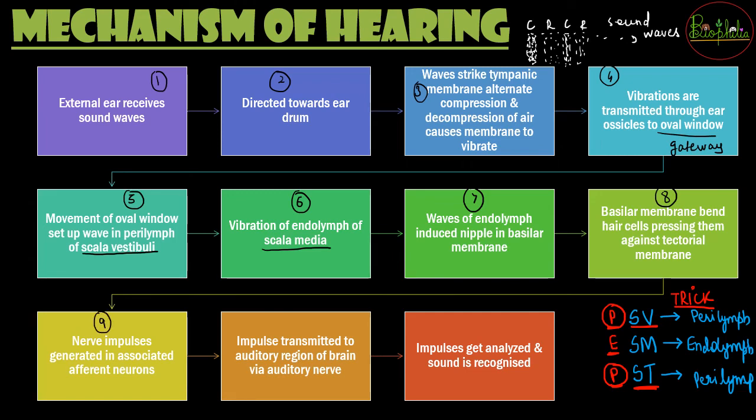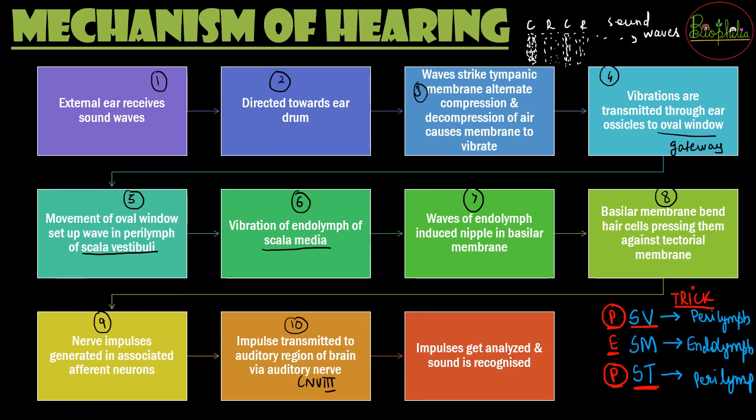So these nerve impulses, once they are generated, where should they go? They should go to some neuron. So they will reach the afferent neurons. These afferent neurons will be having their connections to the auditory region of the brain. And how will it reach there? It will reach via the auditory nerve, that is cranial nerve number 8.